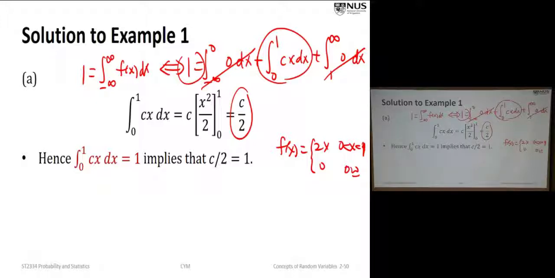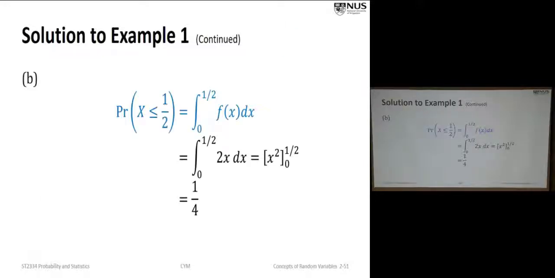Now, after that, we can answer the questions. What is the probability of x less than or equal to half? Maybe you can use some software to see how the function looks. I think the function looks like this. This is x from 0 to 1, 2x. So it's something like that, right?